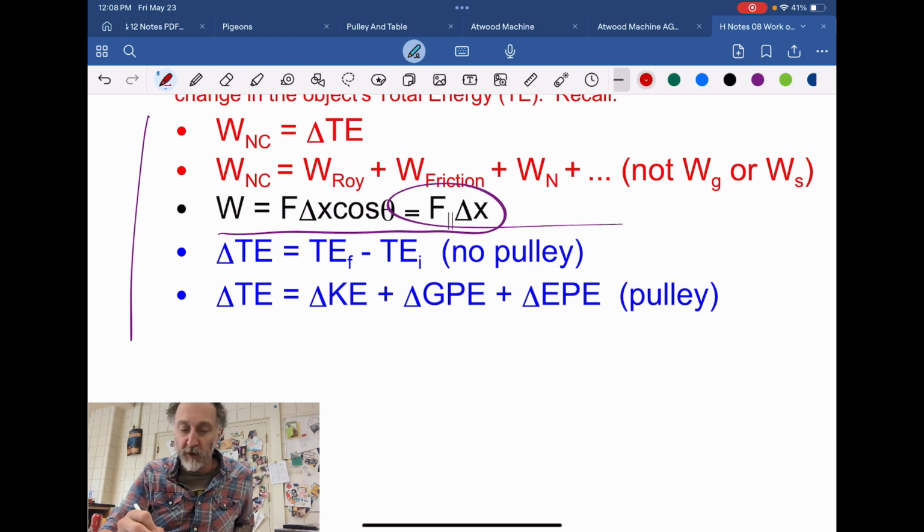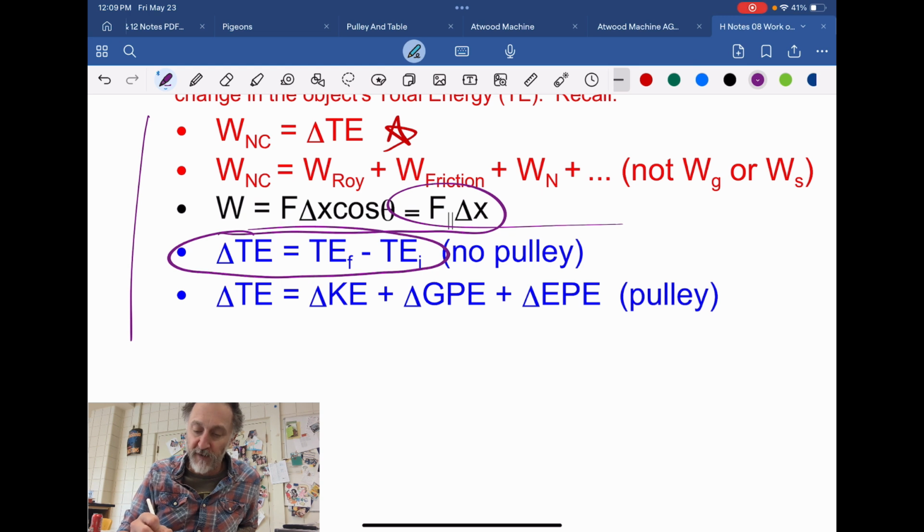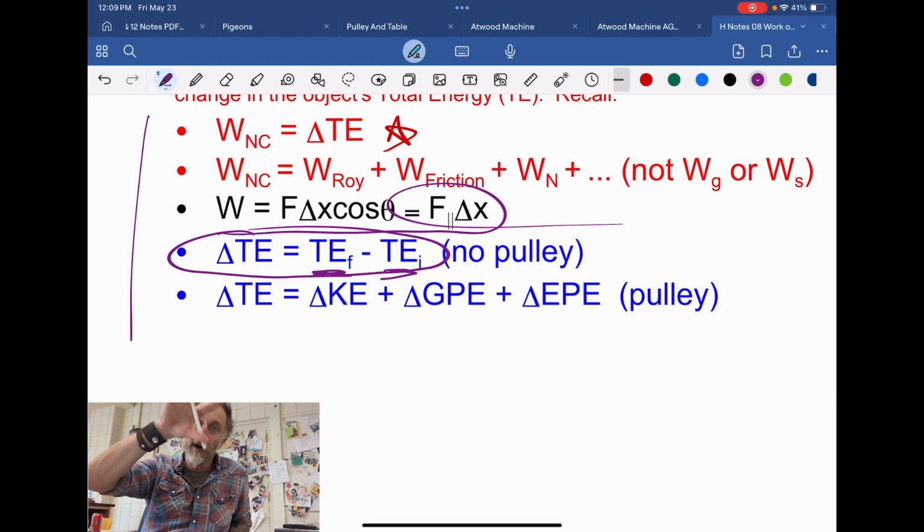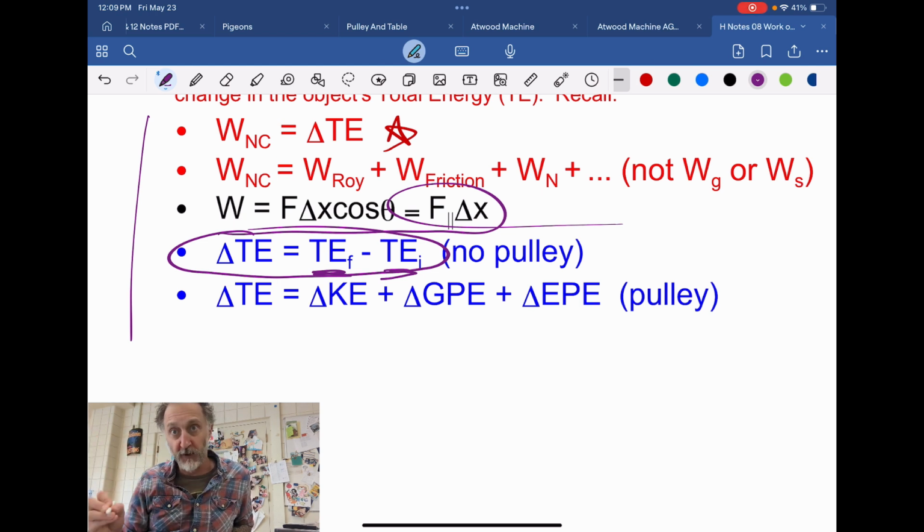And because work is equal to a change in total energy, we should make sure you know how to deal with change in total energy. So one way to do it is anytime you do change, it's always final minus initial, okay? So that's going to be the most common way of finding our change in total energy, is to do final minus initial. Occasionally, we're going to solve problems with systems.